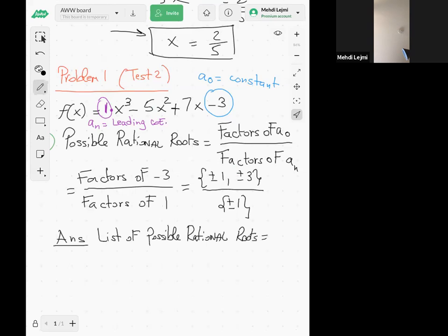So you have to take the first factor here, and you divide it by 1, so it's 1 over 1, so it's plus or minus 1. And then take the second factor in this list, and you divide it by 1, so it's plus or minus 3 over 1, so it's 3. All right, so that's the answer. It's plus or minus 1 or plus or minus 3.